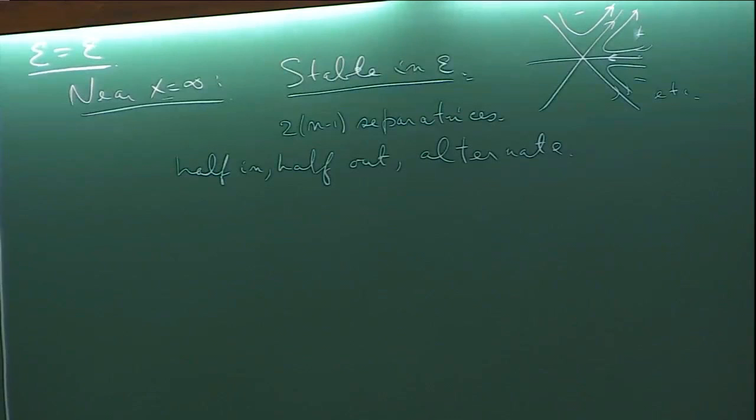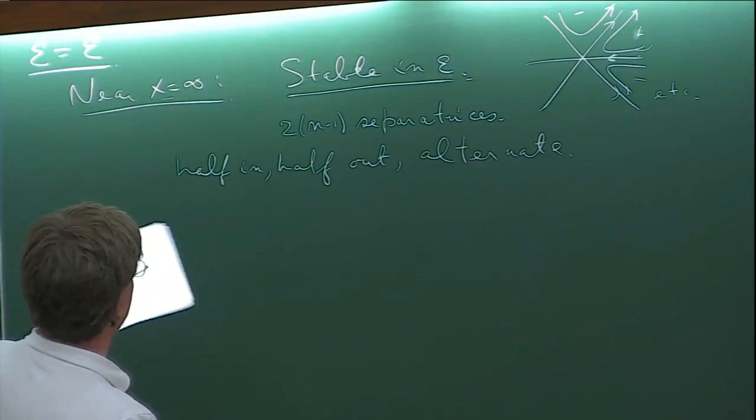That should just be the fact that this thing has a pole, basically. And that's why it's... So it's the dominant term. Yeah, that's... Sorry? Yeah, that's the right way to see it. Okay, so yeah, half in, half out, they alternate.